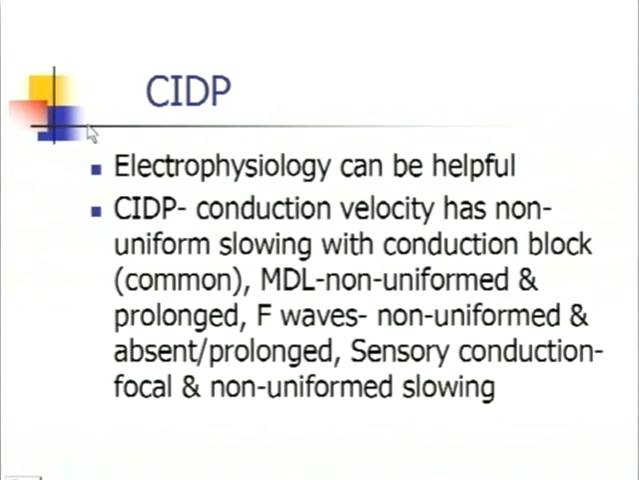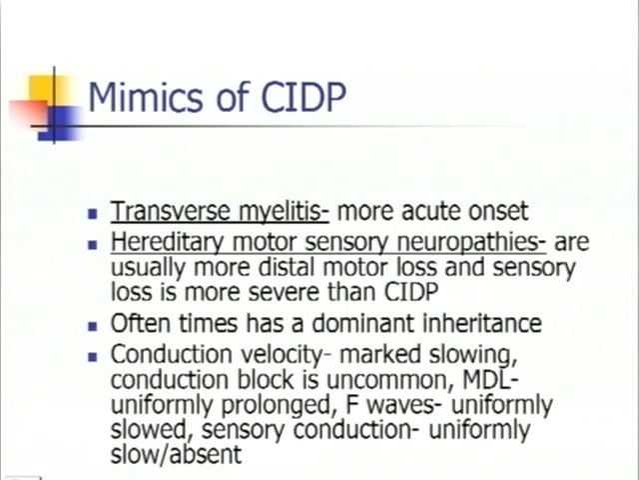The electrophysiology can be helpful, and I'm not really going to go over these as much, but just to let you know that the EMG nerve conduction velocities can be helpful in distinguishing these. So how do you distinguish CIDP from, say, transverse myelitis? With transverse myelitis, it has a much more acute onset.